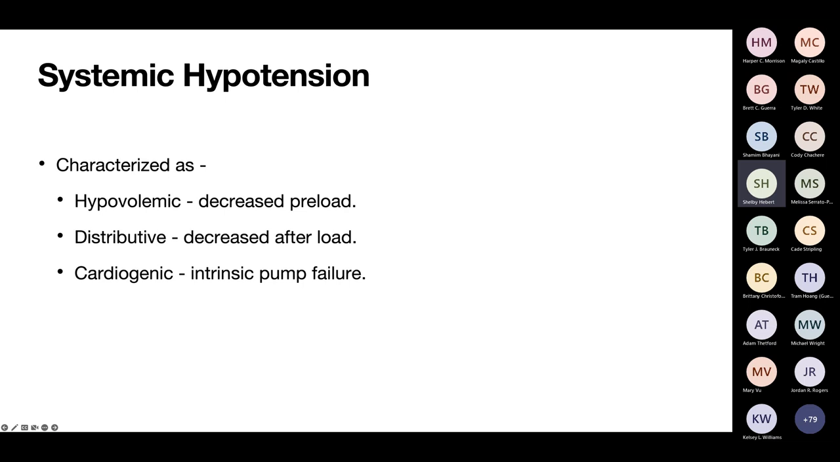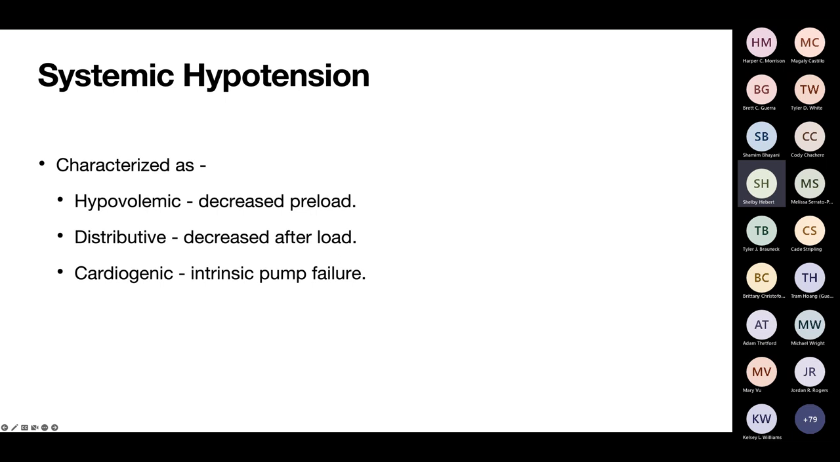All right. So going from hypertension to hypotension, we break it up into three different categories. You've got hypovolemic, where they've got decreased preload. For some reason, their volume is low. They're dehydrated. They're under-resuscitated. They bled out too much. Distributive. For some reason, they've got decreased afterload. Maybe they're septic. Maybe they're anaphylactic. Any of those things. For some reason, they've vasodilated peripherally. And then finally, cardiogenic. For some reason, the pump's not working the way it should be. And I just break that down because it helps you start thinking about how to treat it.